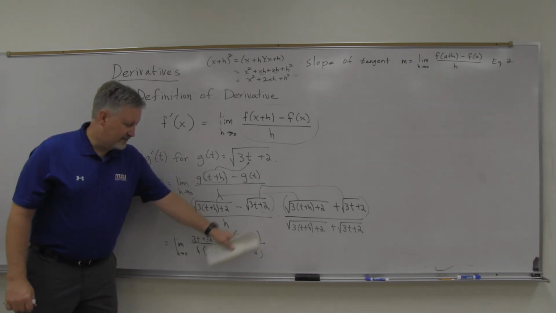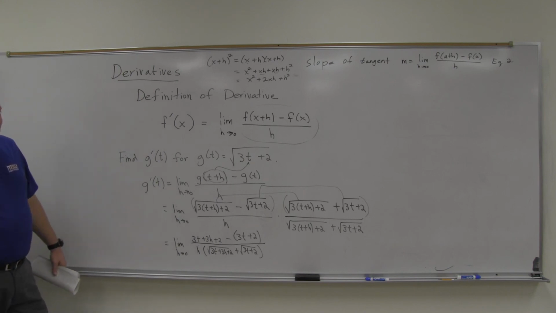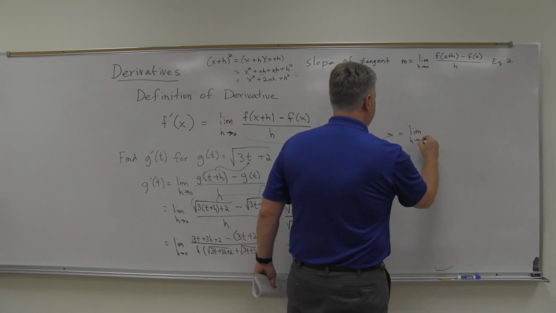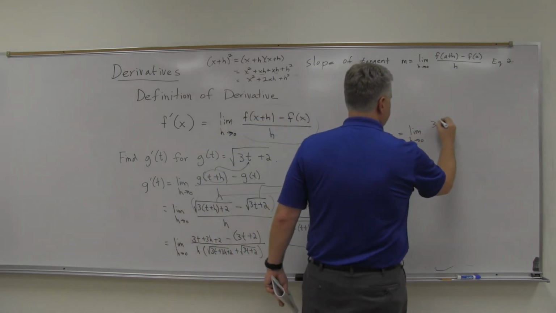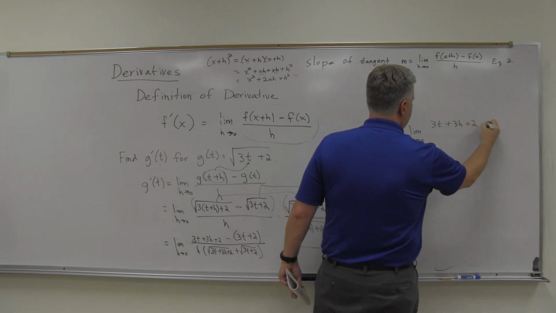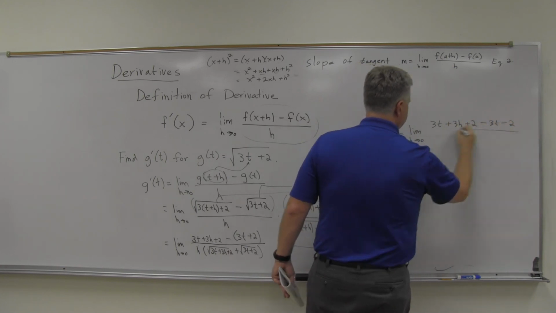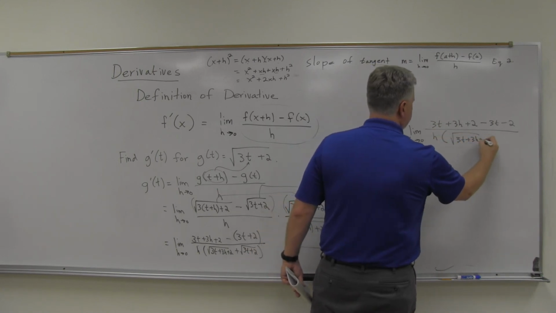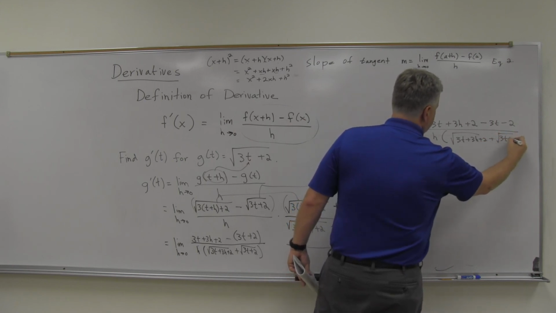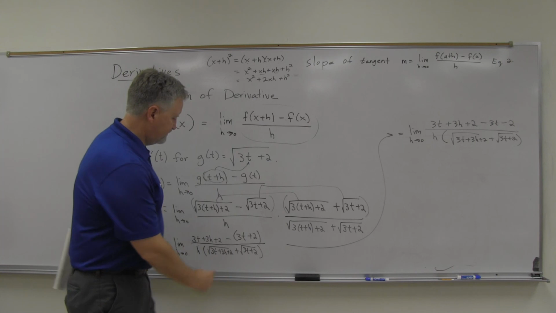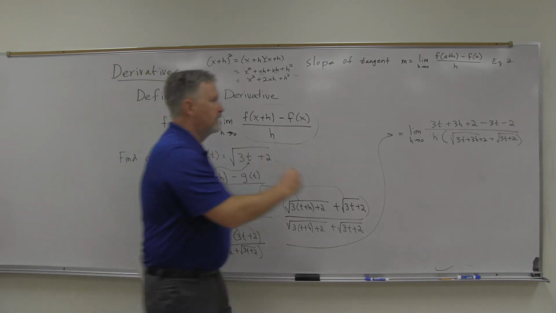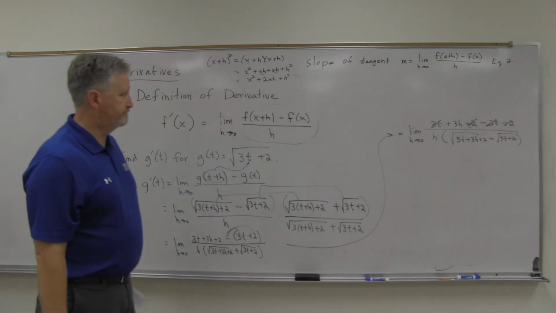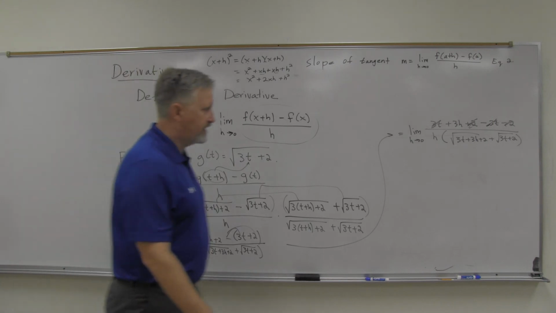You can rewrite it by distributing that. I guess we'll put it right down. All right, so if that minus gets distributed there, it'll be 3t plus 3h plus 2 minus 3t minus 2 over that h times square root of 3t plus 3h plus 2 plus square root of 3t plus 2. Okay, that minus makes those both minus. So the 3t's go out and the 2's go out. Now we just have 3h.